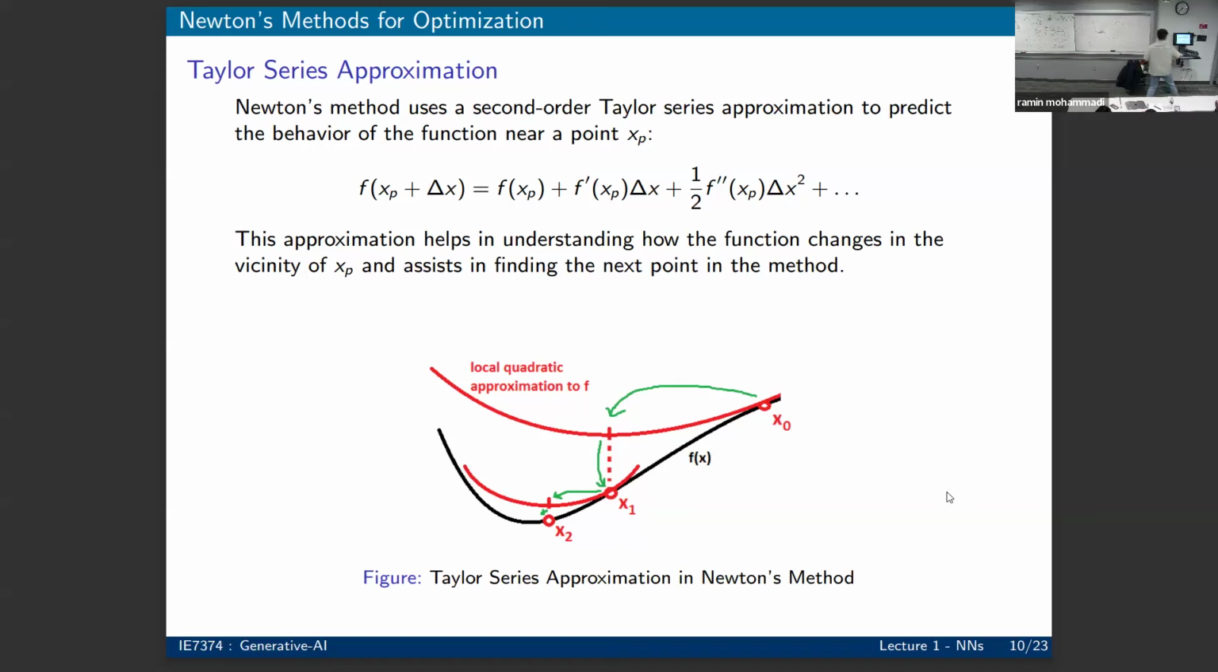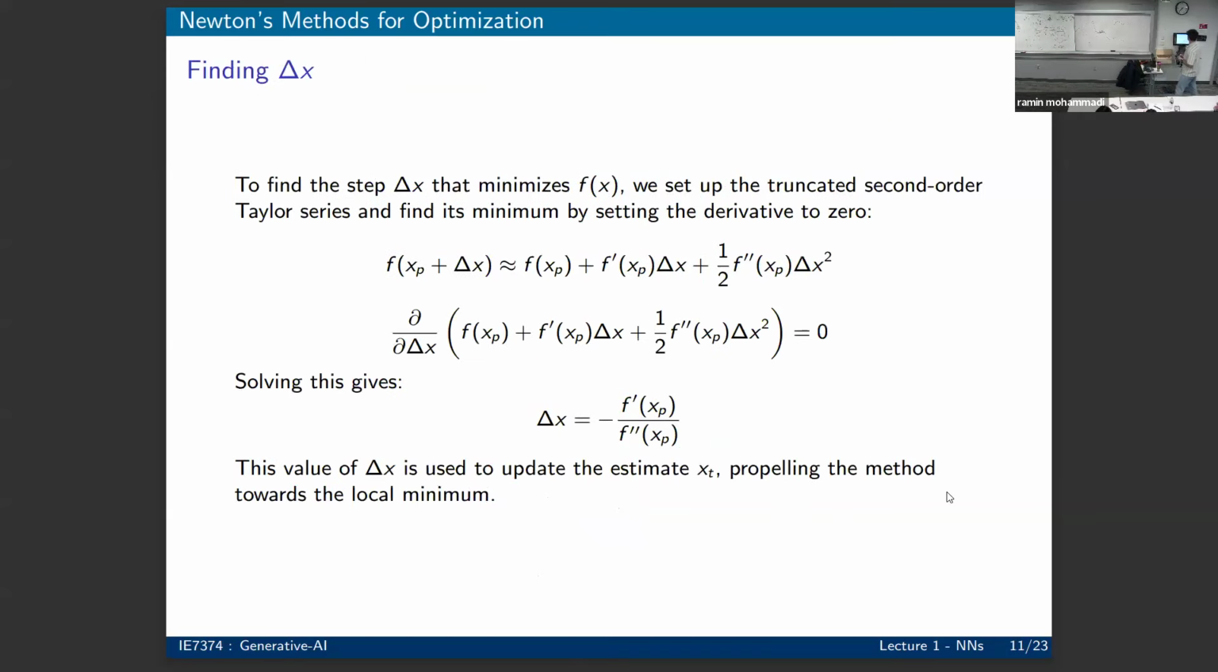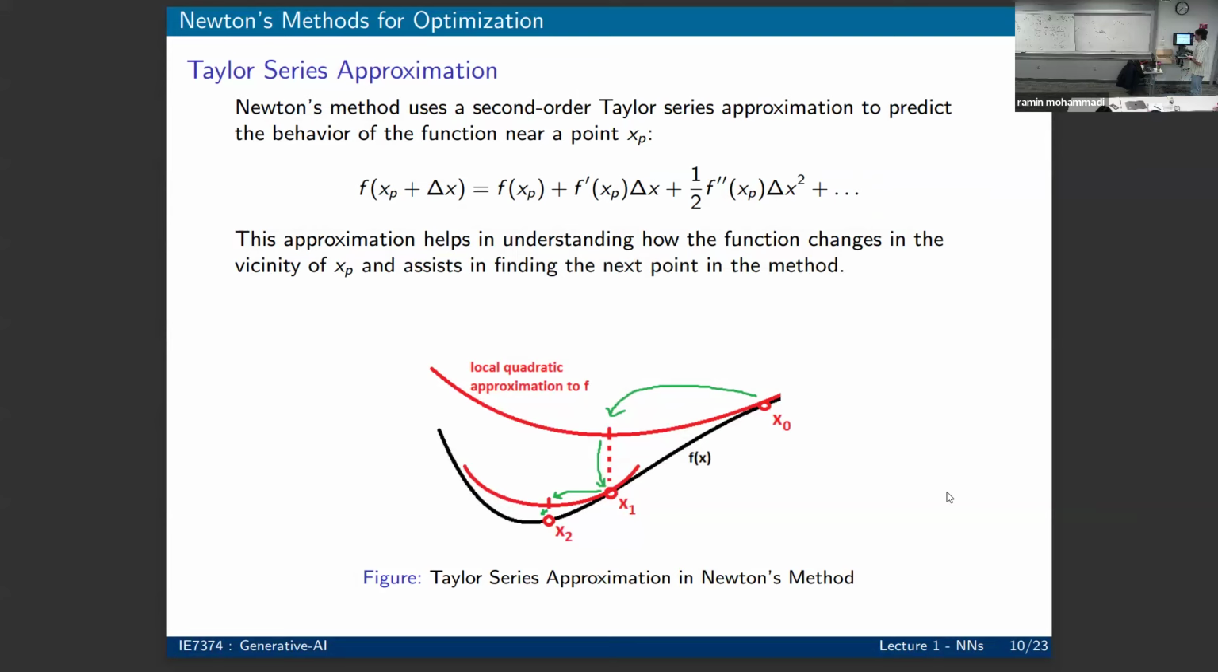Now, if you think about the Taylor series expansion, we want to understand and compare it with the Newton method. Where does that formula come from? So you see, you have that approximation. Take a derivation with respect to what we are trying to learn. We are trying to learn delta x.